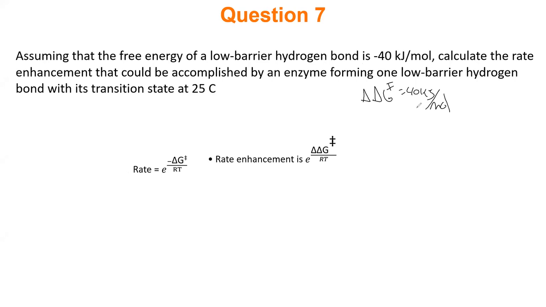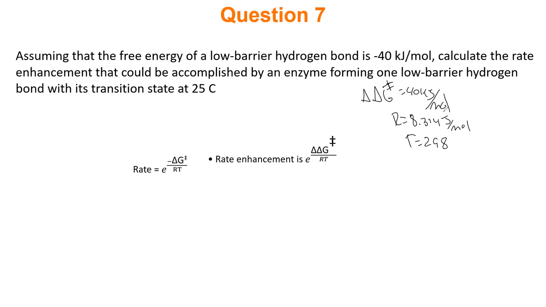I think I said earlier when I first mentioned delta delta G double dagger, it should be negative. That was my mistake. It should be positive. If you put in negative 40, you're going to get a really small number. So delta delta G double dagger is 40 kilojoules per mole. That's how much we're lowering the barrier by. R is 8.314 joules per mole. Temperature should be in Kelvin, 298.